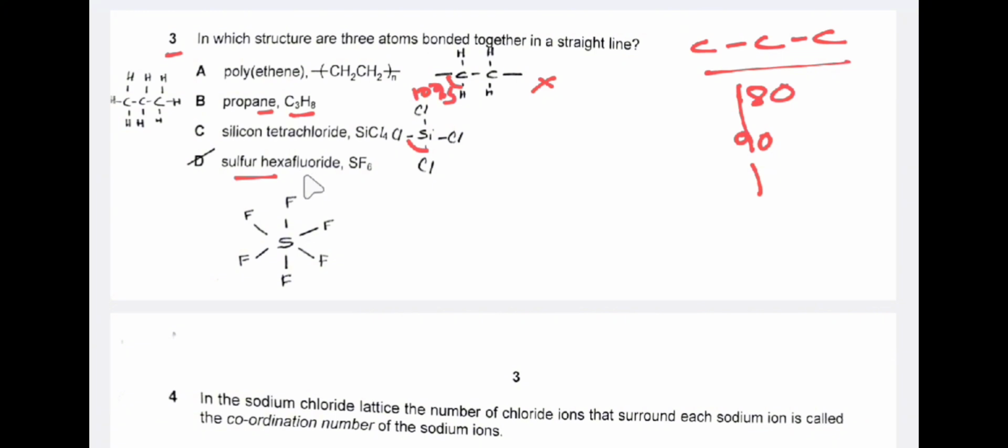Then for sulfur hexafluoride, SF6, there is sulfur and 6 fluorine atoms, 1, 2, 3, 4, 5, 6. For this sulfur hexafluoride, the bond angle is 90 degrees. This bond is 90 degrees, this is also 90, this is also 90. That means this side is 180, this side is 180. That means this is a straight line, the atoms are arranged in a straight line. So for number 3, the answer is D.